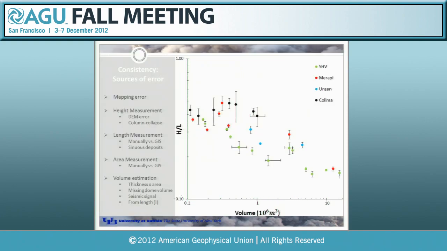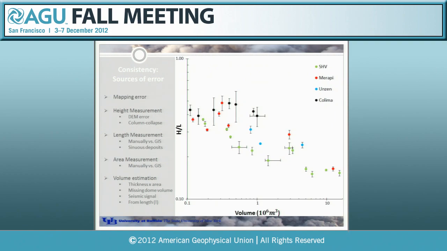One thing we don't often think about is consistency in the sources of error in these measurements. What I've tried to plot here is volume versus H over L again, and I've put error bars on some of these measurements just based on inconsistencies between data sources. But you can also get at some of the error in length measurements by automating some of these measurements within a GIS and comparing it to what was reported in the literature.